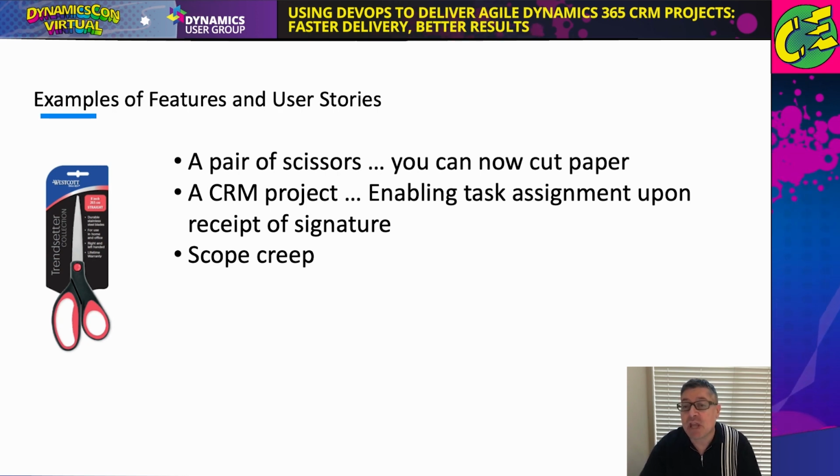The user stories would probably be something like you need to know when a contract is signed and who's the owner of that contract. You need to create a task to follow up and assign it to a salesperson. And the third user story might be you need to have a salesperson see it on their dashboard. So you can see the feature of enabling task assignment upon signature on a contract. We had 3 user stories.